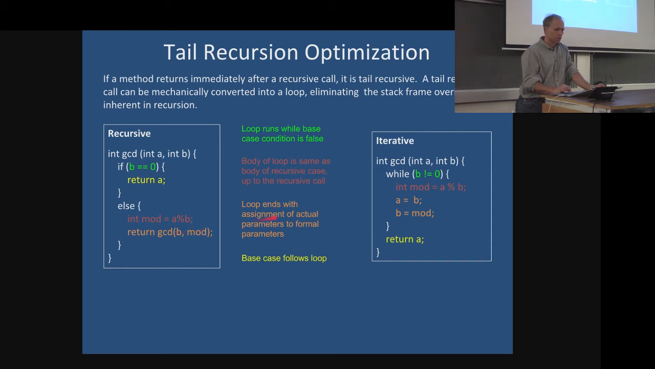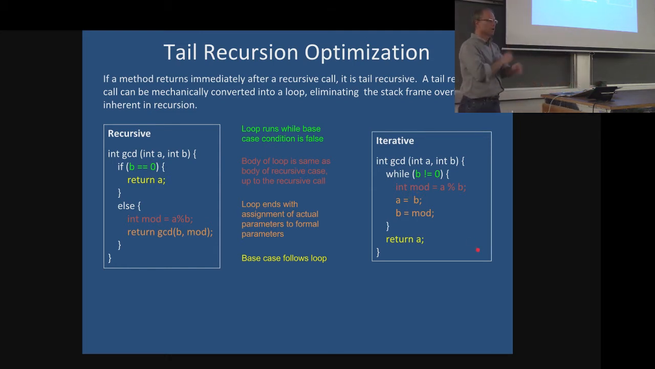So we replace them over here by saying A gets B. So first parameter is A. So we assign B to A and we assign mod to B and then iterate. And we do that loop there until B becomes 0. So what's going on here?